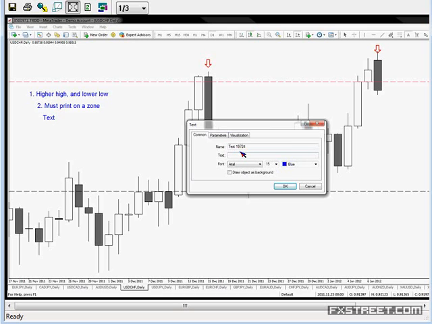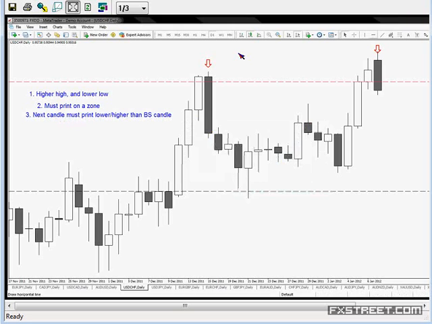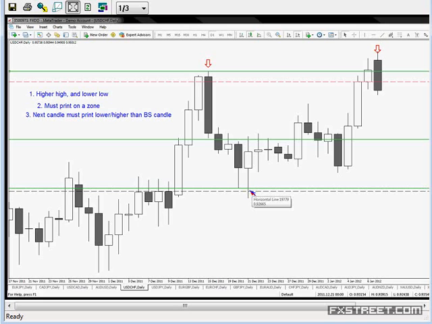The next candle must print lower or higher than the big shadow. See how this candle right here, so how I use this is, if I'm going to trade this big shadow over here, I'm going to stick my stop loss right there, and I'm going to stick my sell stop down here, a few pips below the low of the candle, and I'm going to put my profit target down here, a few pips above the next zone.